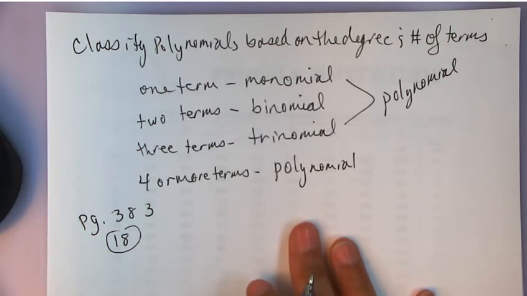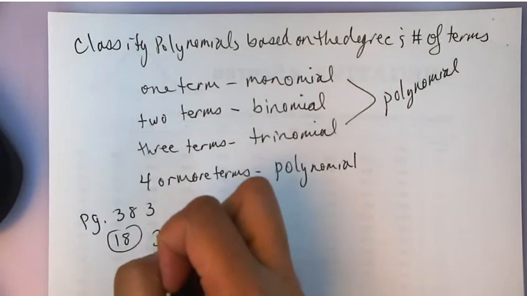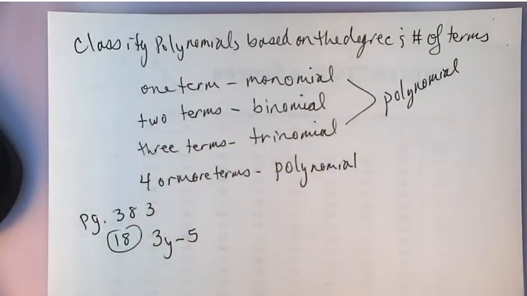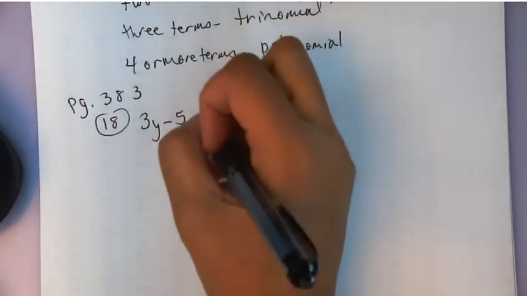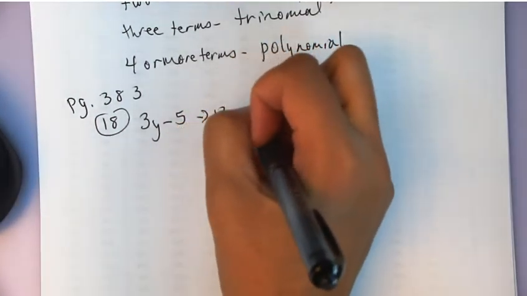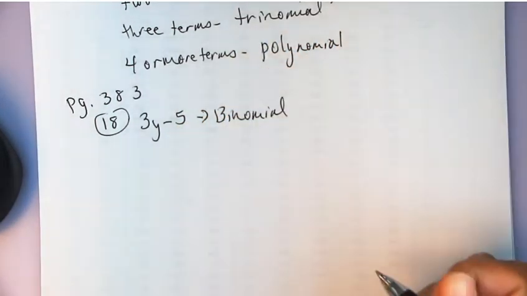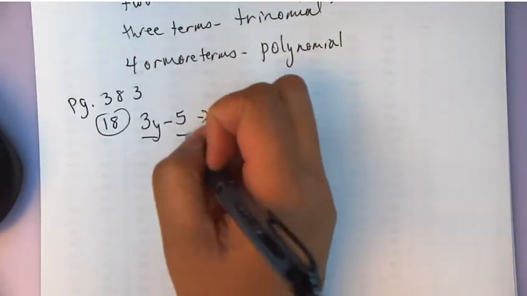18 is 3y minus 5. Well, this has 2 terms. So that tells me that this is a binomial because it has 2 terms. 1, 2. So there's 2 terms.